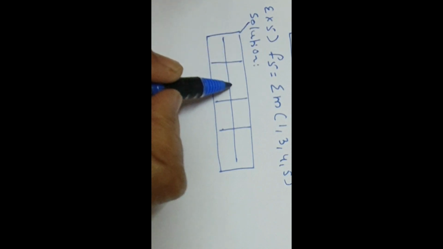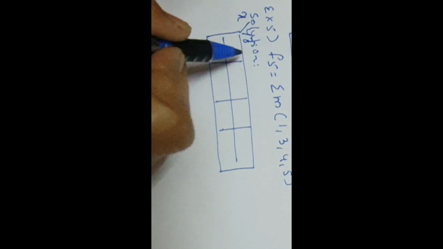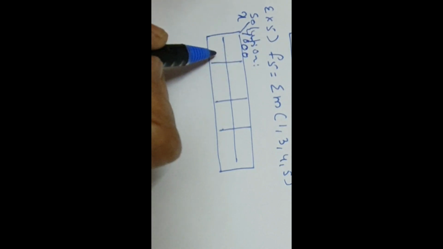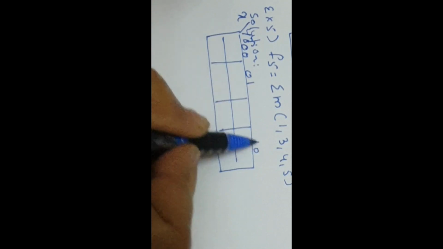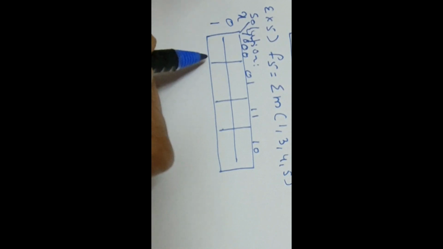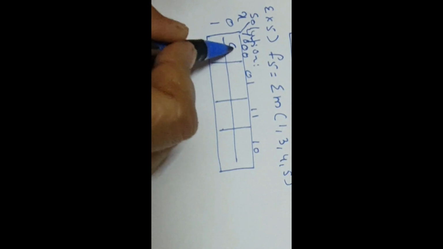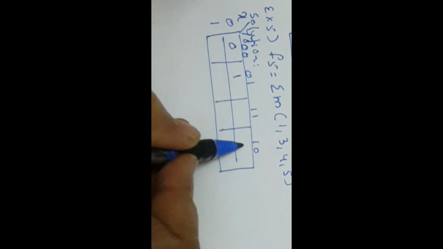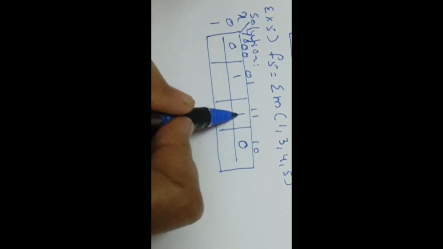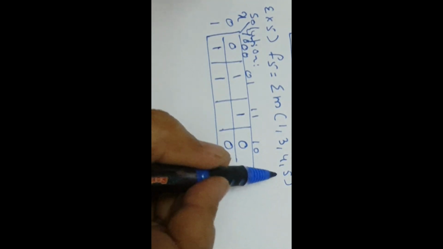Let x, y, z be the input variables. X we write here, y, z we write here. The different combinations of y, z are 00, 01, 11, 10, and x can be 0 or 1. After drawing the K-map, we'll have to fill in the minterms. M0 is not present, M1 is present, M2 is not present, M3 is present. Then M4 is present, M5 is present, M6 is not present, and M7 is also not present.